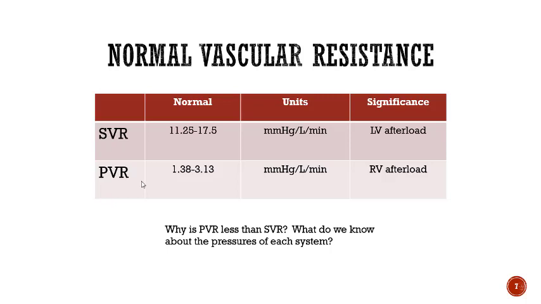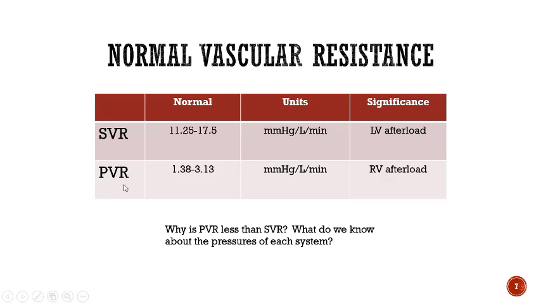These are your normals. So for systemic vascular resistance, the normal is 11.25 to 17.5, and this is going to be in millimeters of mercury per liter per minute, okay? And when you think about why, you've got change in pressure, so that's your millimeters of mercury per flow, right? Over flow, which is in liters per minute. So that's where those units come from. So because we're talking about your systemic vascular resistance, this is going to show us what our left ventricle's working against, or our left ventricular afterload.